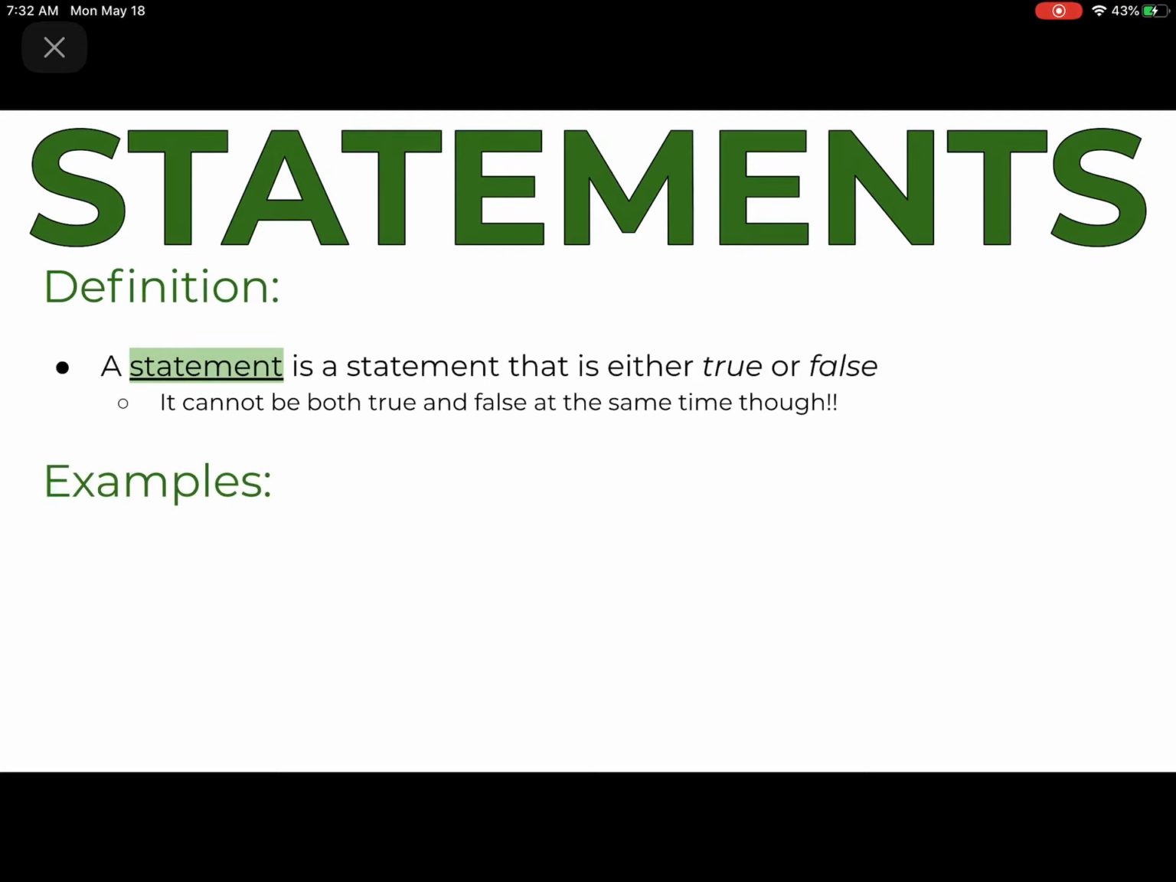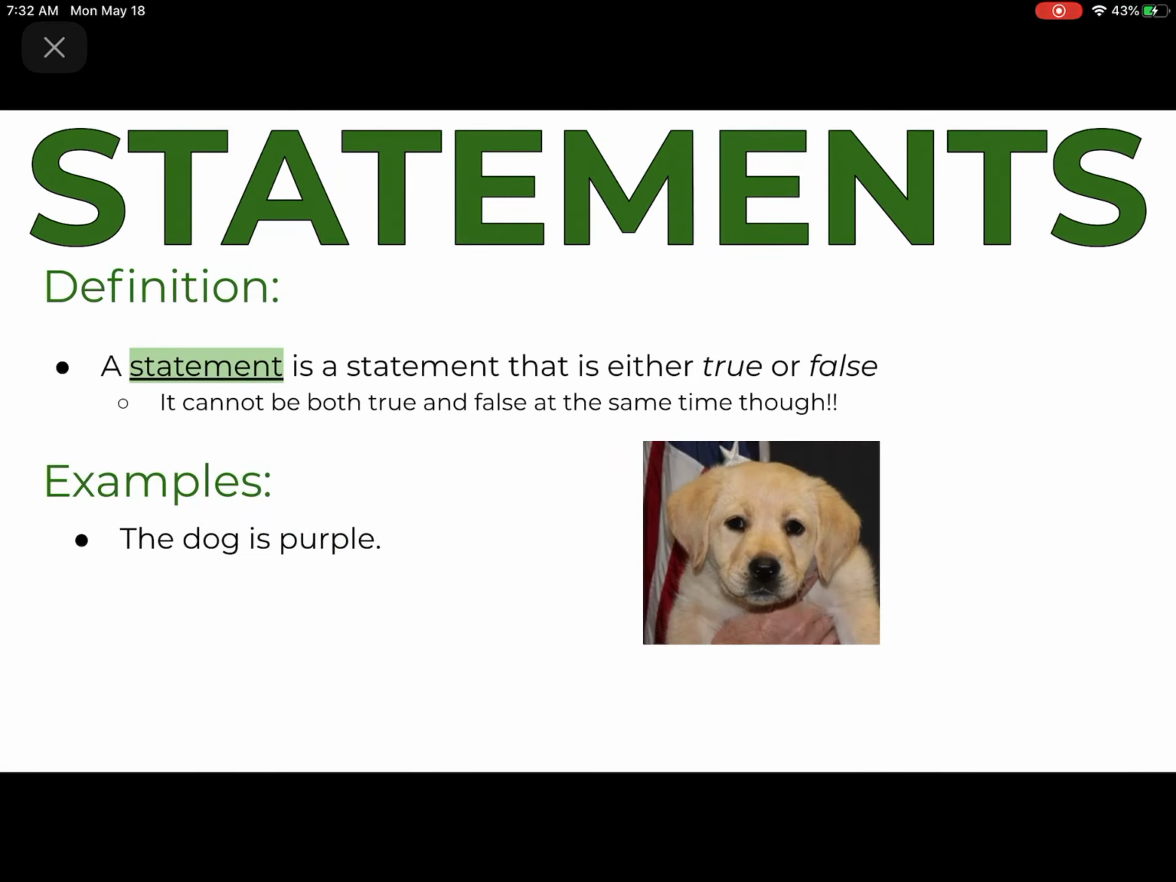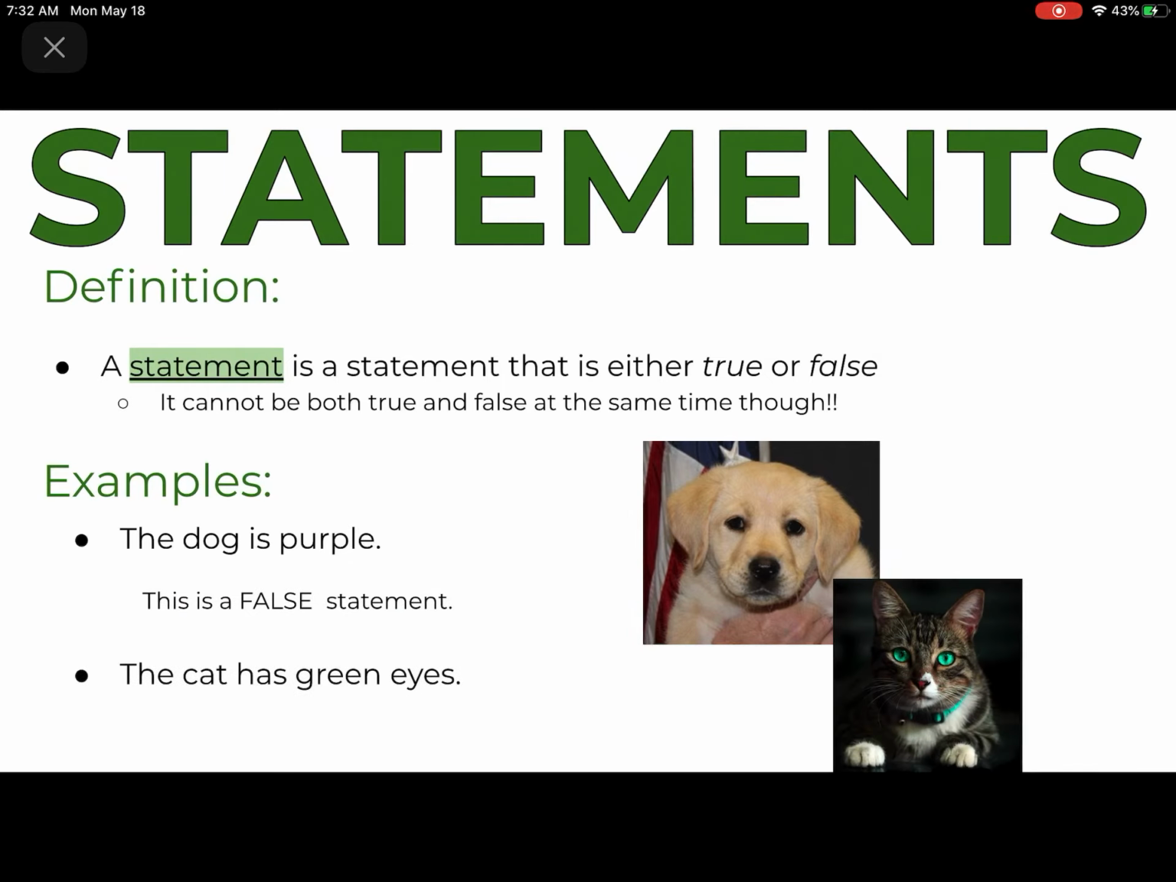Some straightforward examples: This dog is purple. This is a false statement. It doesn't have to be true what I'm saying, but it is a statement. I'm declaring something. This cat has green eyes. This is a true statement, based on what is pointed out here.